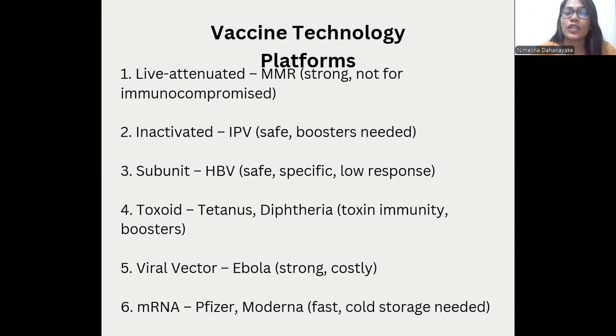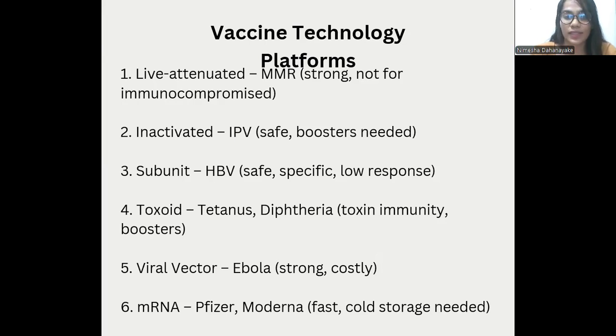Subunit vaccines. These use only a small part of the germs, like a protein. They are very safe and specific, but the immune response can be a bit weak. The HBV vaccine is an example. Next one, toxoid vaccines. These use a deactivated toxin from the germs to create immunity against the toxin itself. Tetanus and diphtheria vaccines are examples.